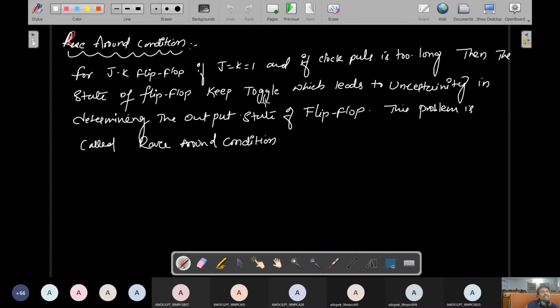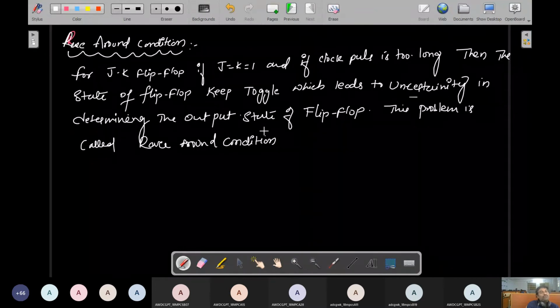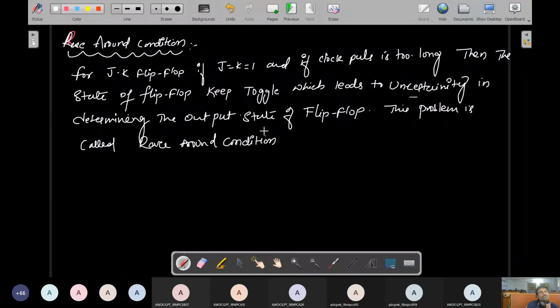Keep toggling means it cannot identify the present output, which leads to uncertainty in the determination of the output state of the flip flops. So this is the problem, because it is not actually selecting any output at that condition. So keep toggling means continuously low and high.